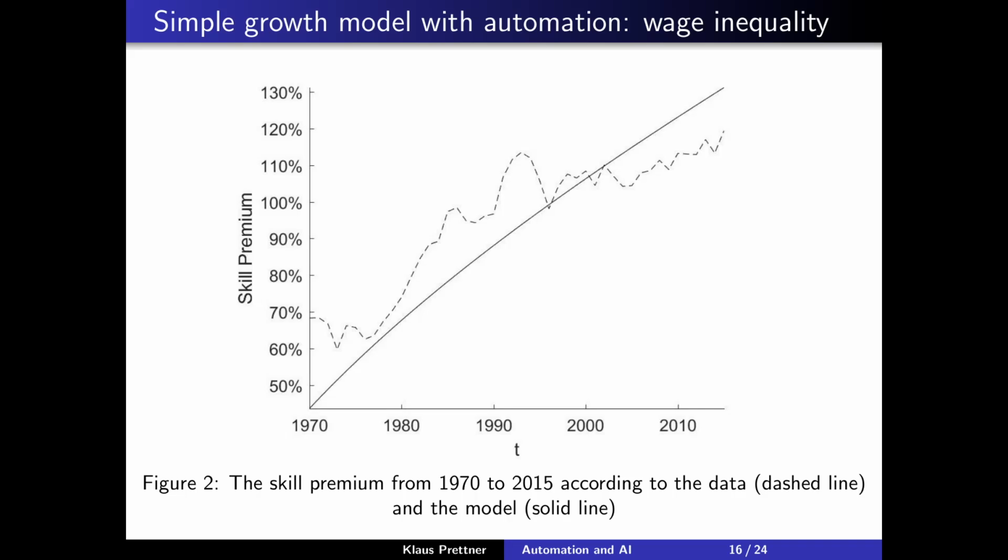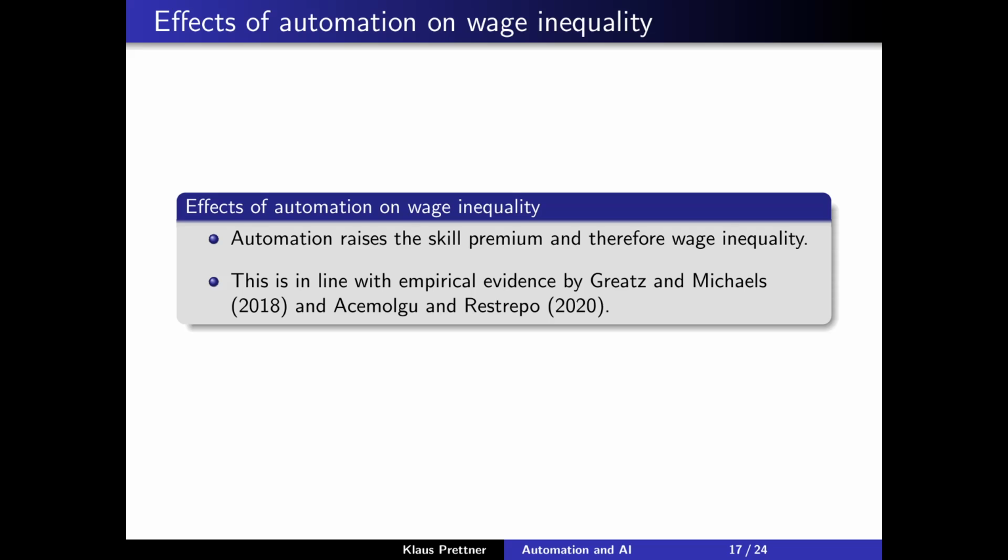However, the interesting thing is that even this very simple model gets the stylized facts quite right and gets the main dynamics right. So to get first insights into how automation may affect the skill premium, it's not a bad way to start. So the bottom line here is that automation raises the skill premium and therefore wage inequality. And again, this is in line with empirical evidence. Graetz and Michaels have shown that robots increase wage inequality. Acemoglu and Restrepo have shown this, and many others as well. So the simple framework that we had here is able to predict the stylized facts.